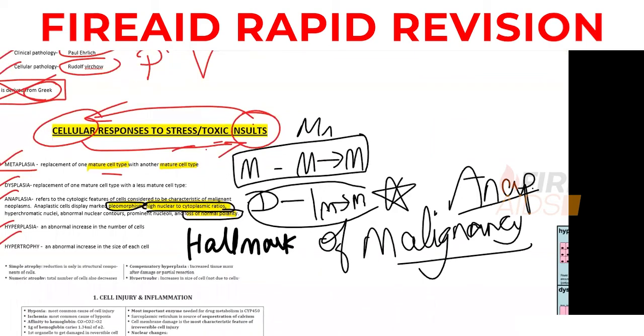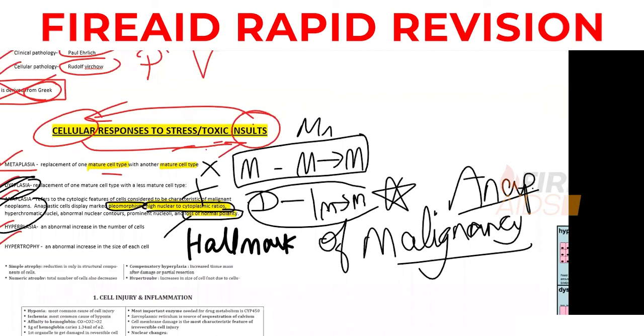Now, we talked about a very important point: loss of normal polarity. Can this loss of normal polarity be present in metaplasia or dysplasia? In dysplasia, yes, it can be. Loss of normal polarity can be present in dysplasia, but that's not seen in metaplasia. Loss of normal polarity is mostly seen in anaplasia, but it can also be seen in dysplasia. So for anaplasia and dysplasia, you have to remember loss of normal polarity, but that's not seen in metaplasia.